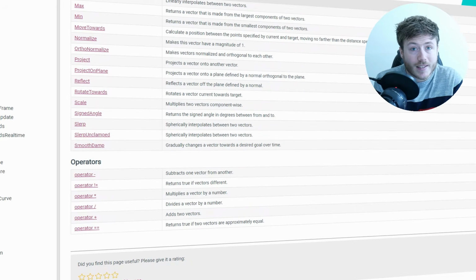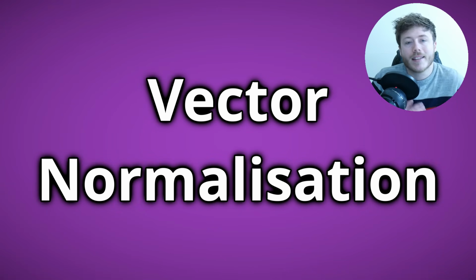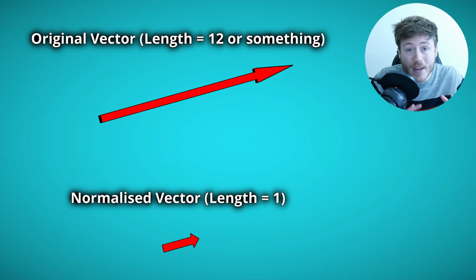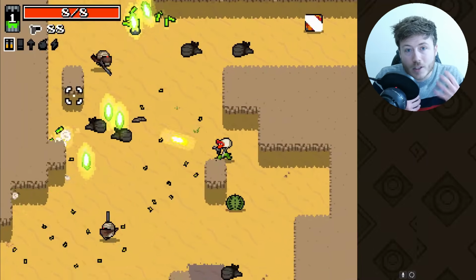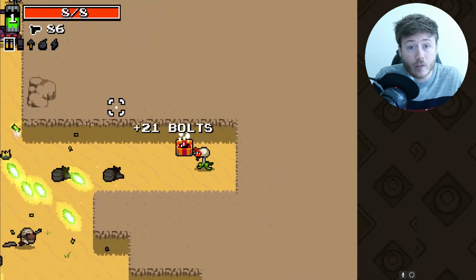You can also do this thing called normalizing a vector. This takes a vector and then changes its size so that it's only one big, but it keeps on pointing in the same direction. And why would you want to do this? Well, a really common example of using this is to fix WASD or arrow keys movement in a game.